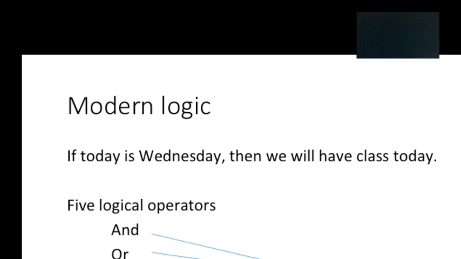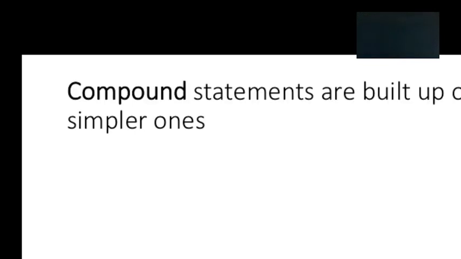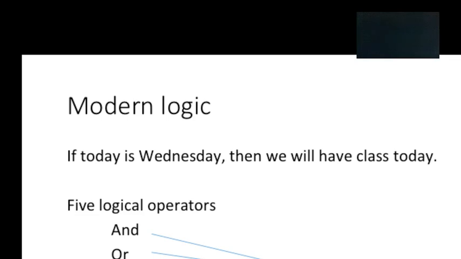categorical logic focused on having 2 different categories of things and then seeing how they overlapped. This will focus on having compound statements which are built up out of simpler ones. So back here, when we had if today is Wednesday, then we'll have class today, we're taking 2 smaller statements, today is Wednesday, and we will have class today, and we're building them up into a more complex statement called a compound statement. If today is Wednesday, then we'll have class today.